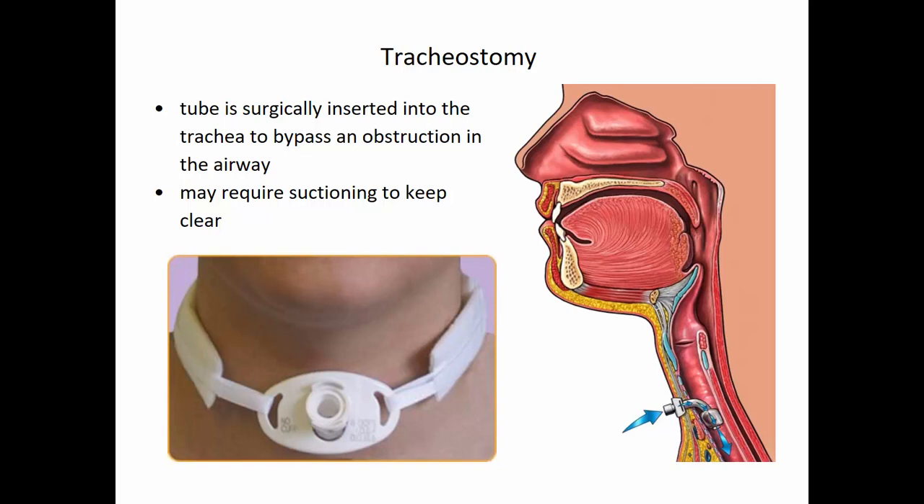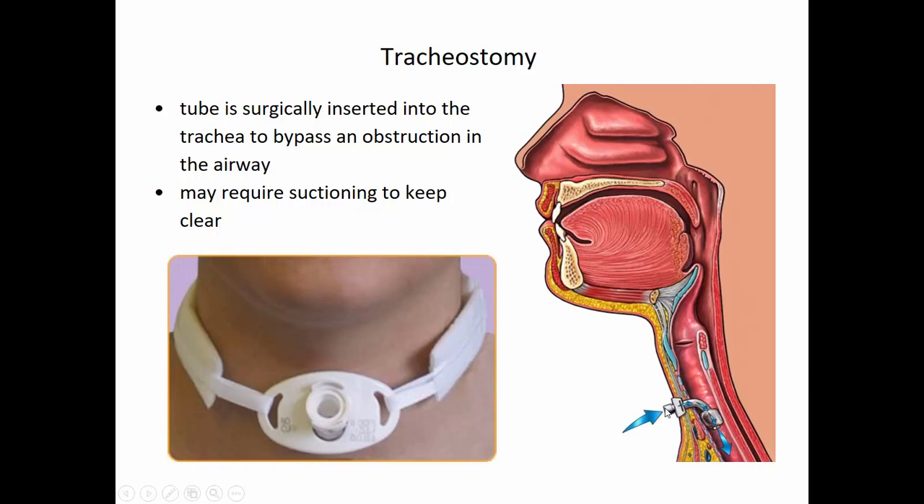A tracheostomy is where they take a tube and it's surgically inserted into the trachea. And usually it's to bypass some sort of obstruction in the airway above this. So sometimes, for example, with surgery, if they've had to remove the larynx, or there's some sort of structural problem up here, then a person may have a tracheostomy and this tube is inserted to allow air to go in.